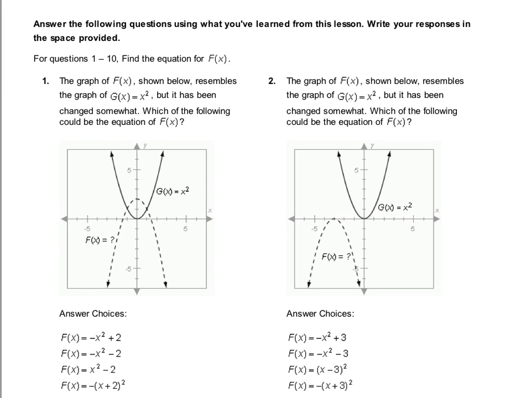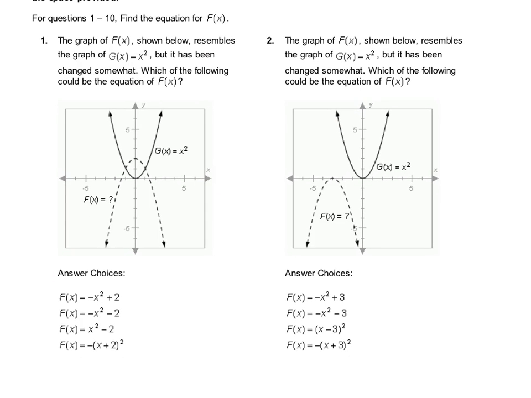So looking at number 1, it says the graph of f of x is shown below. It resembles the graph of g of x equals x squared, but it's been changed. Which of the following could be the equation of f of x? Well, here was g of x, it opened up. F of x opened down. So that means when it's opened down, the function becomes negative. So it should be something to do with negative x squared.